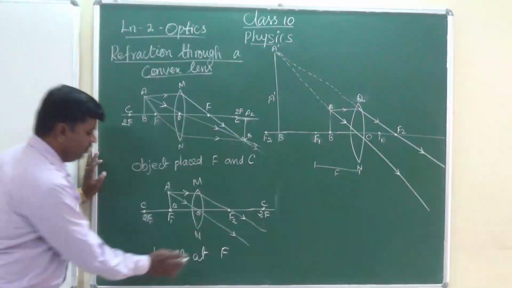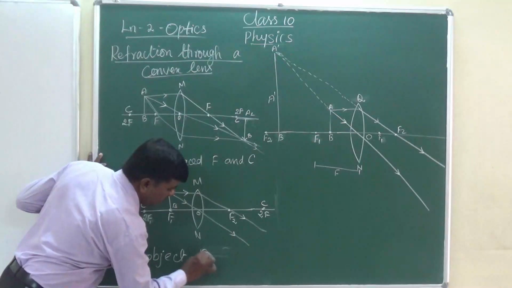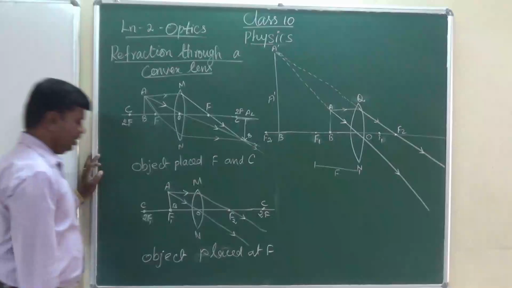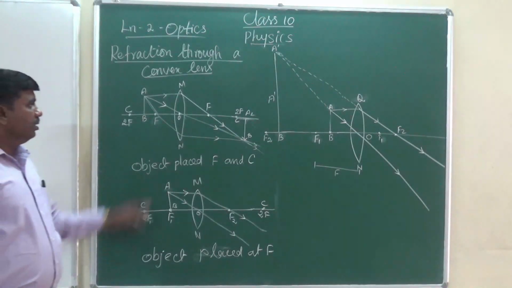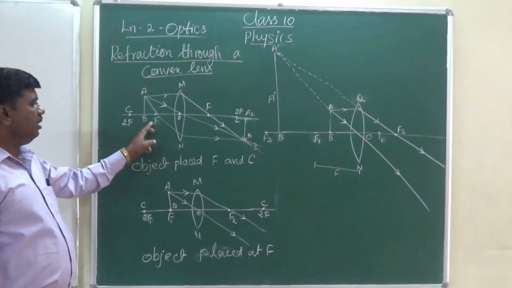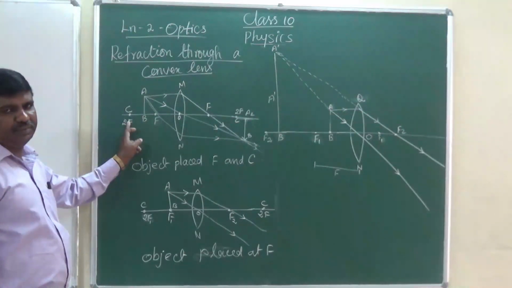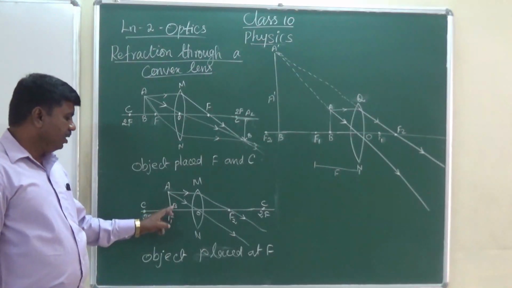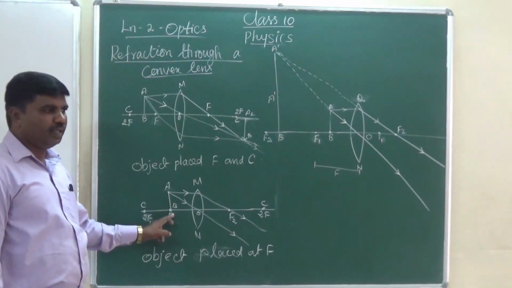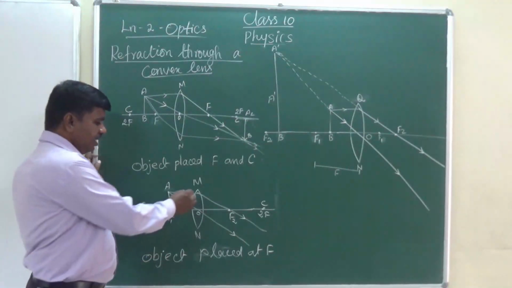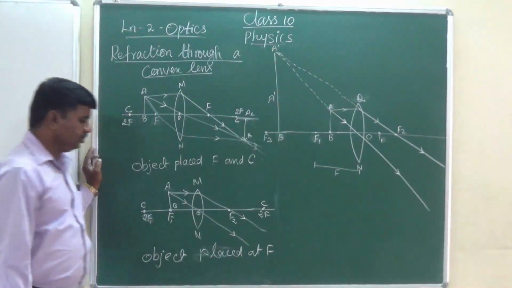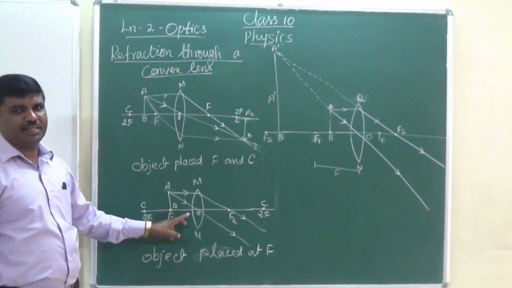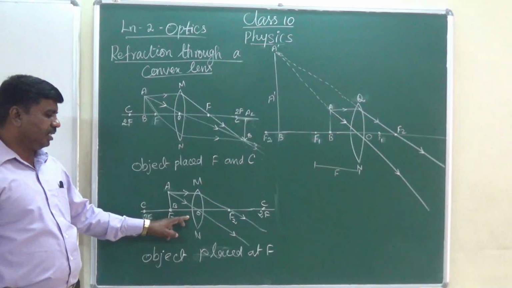The object placed at F. See, here the source is in between the focal point and 2f. Here the source is at the focal point, focal length. The same way, the rays go through the lens parallel to the optic axis.